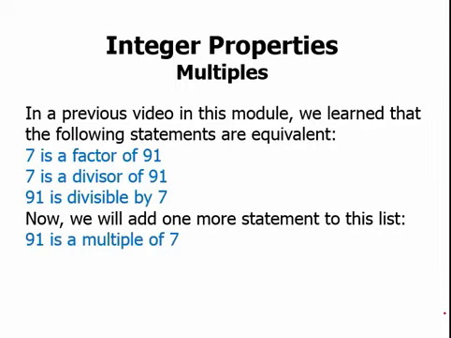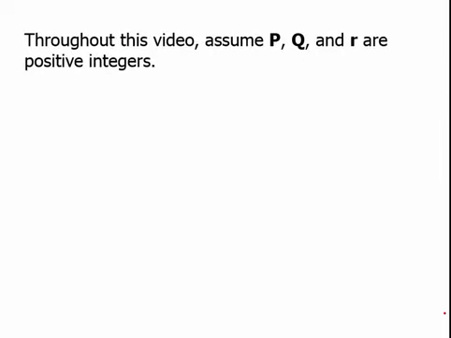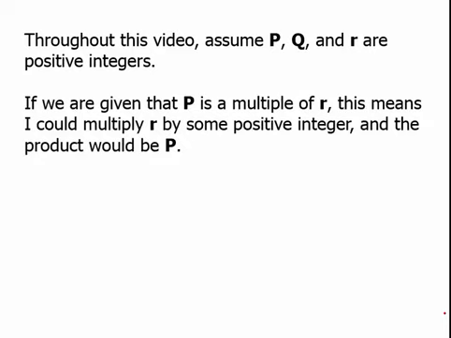So first I'll just point out that these are 4 different ways to say exactly the same thing, and the test could expect you to hear one and know that any of the others is true. It's very important to be comfortable changing back and forth between these statements. So throughout this video, just assume that P, Q, and R are positive integers.